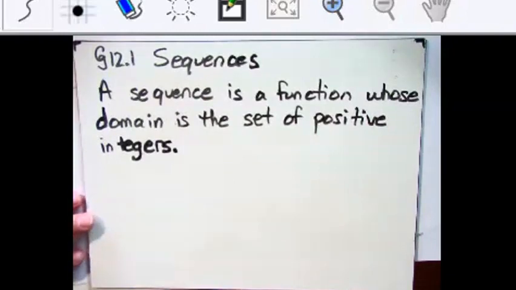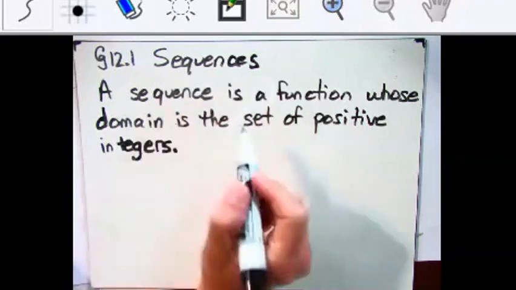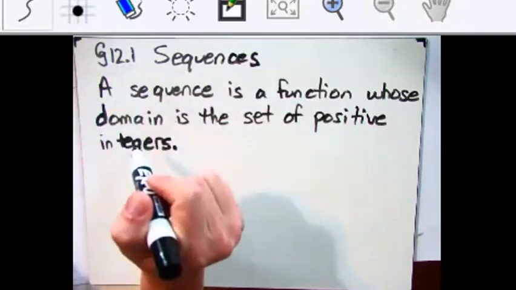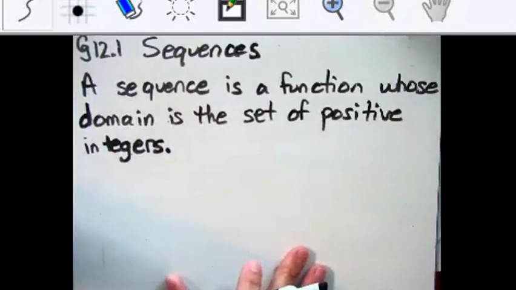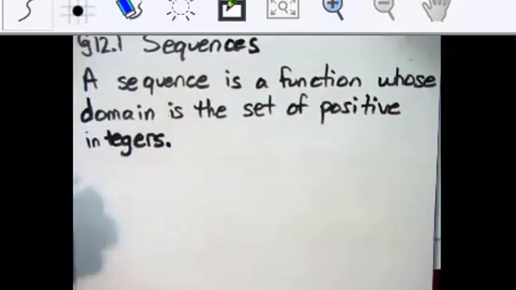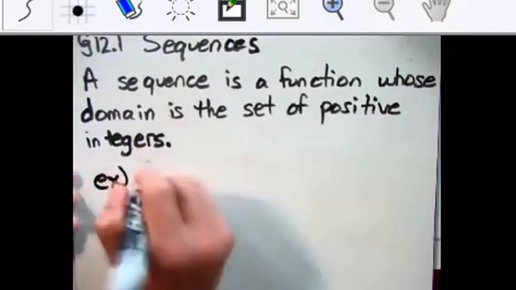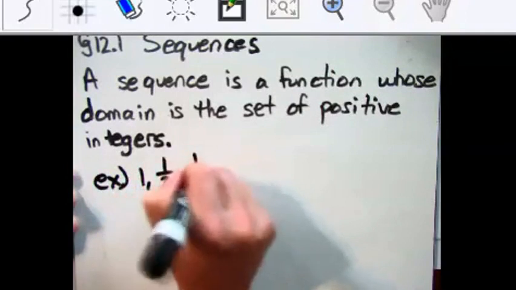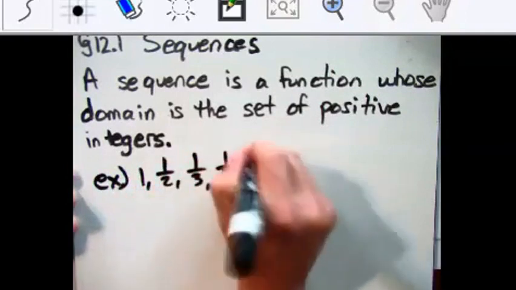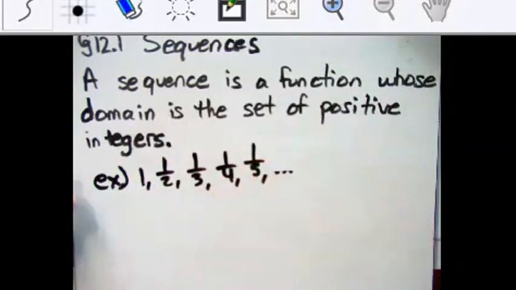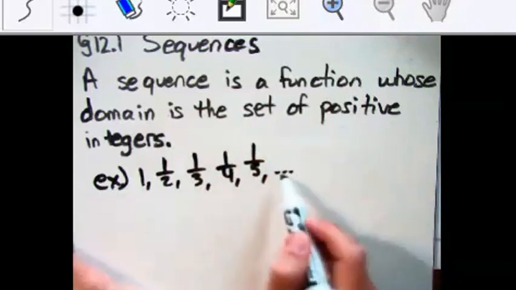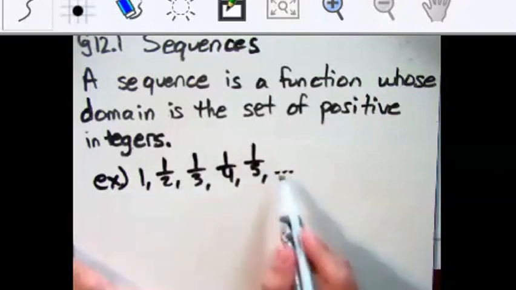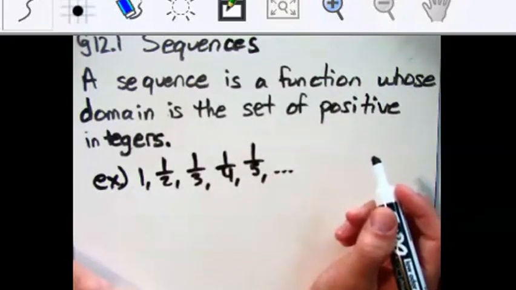Hope y'all good. Just want to do a quick little basic video on sequences, which would be 12.1 from our book if you want to know. Go ahead and read the definition there, and let's check out an example sequence. So I'm just going to put on here 1, 1/2, 1/3, 1/4, 1/5, and so on. These things are called ellipses. Remember, that just means this pattern, this sequence would continue on forever.